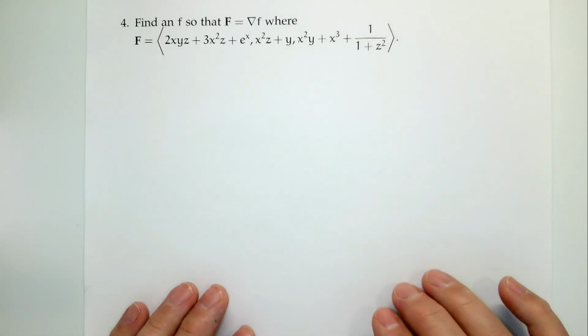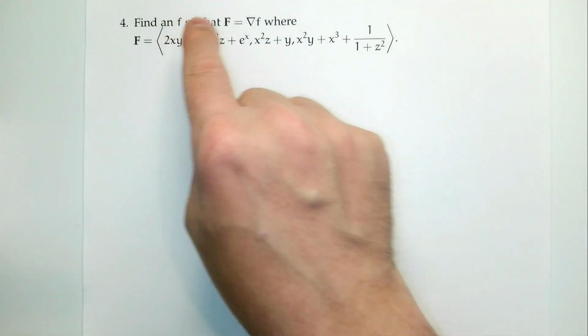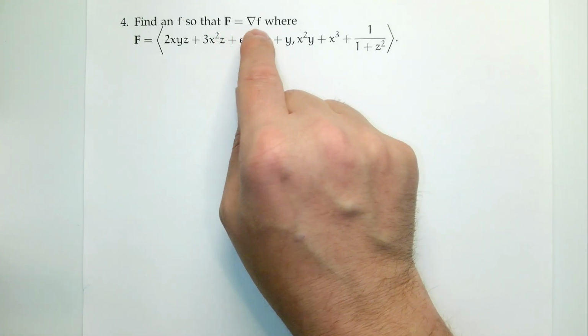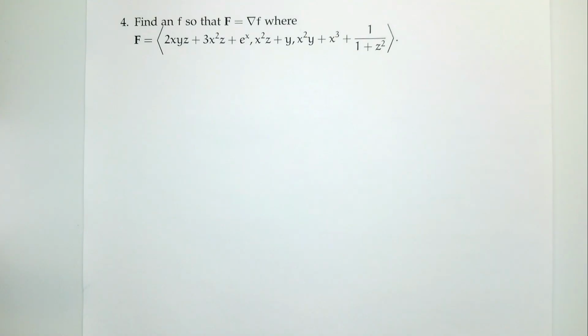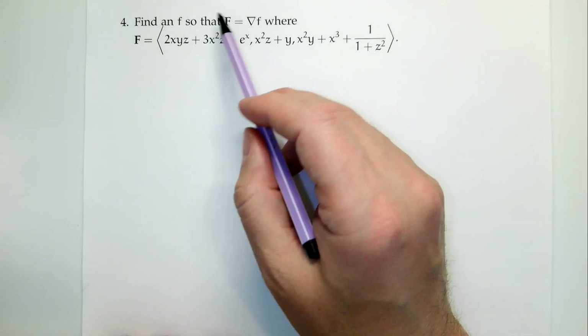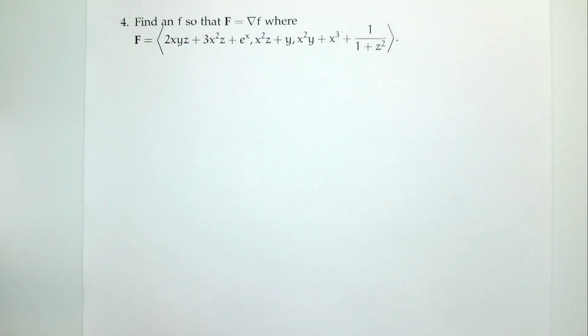Number 4. Find an f, so it's a little function, so that this capital F is the gradient of f. So that's how we read it when we see the del thing times f. Now, one way you can think of this, if we think of it in terms of our language of functions, what we're saying here is that F is conservative, and when we're looking for little f, we're looking for that potential function.